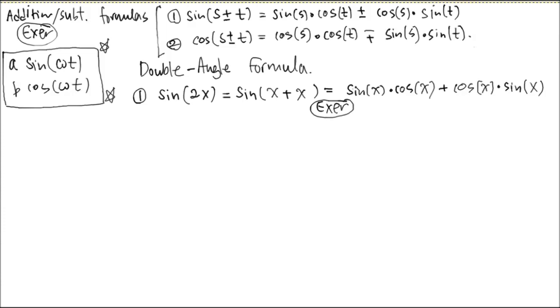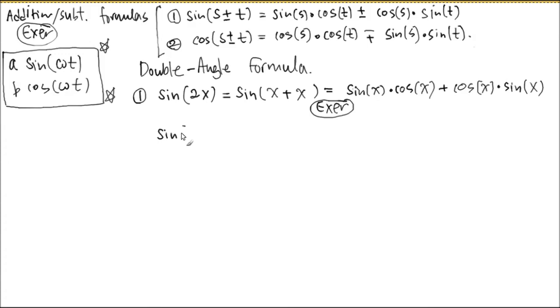I hope you got this one. Sine x cosine x plus cosine x sine x. I think this is exactly in the form of a times b plus b times a, right? But they are the same. A times b is equal to b times a, right? So can I write it like this?